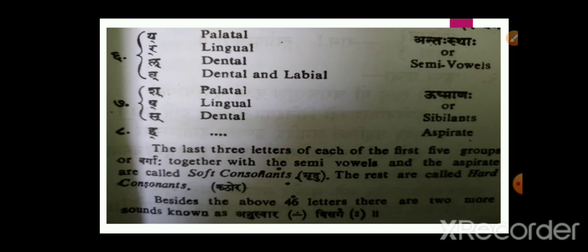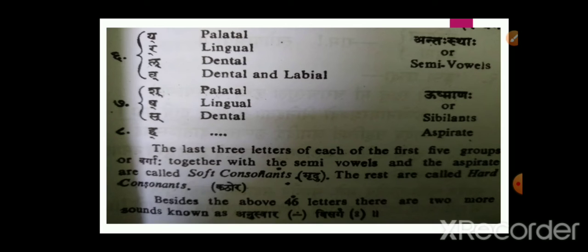So besides these 46 letters, which are vowels and consonants, we have two more sounds. It is not a letter. Why? Because anuswara and visarga can be added to a letter, at the end of a consonant, or anuswara can be written in the middle of a word. When I proceed further, you will be able to see.